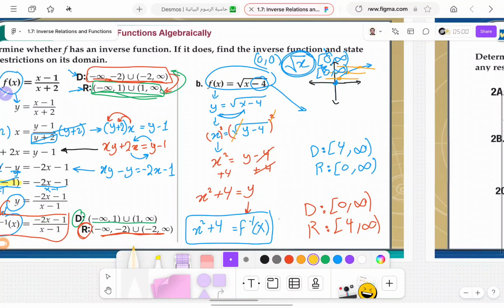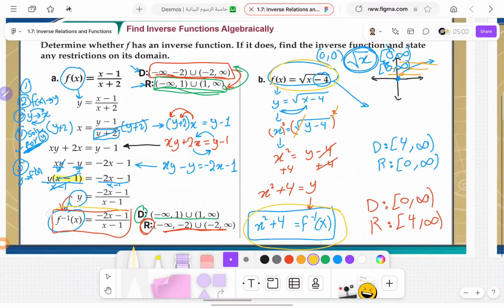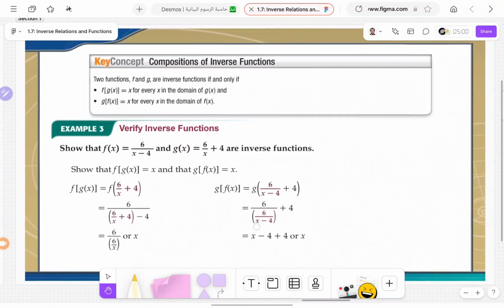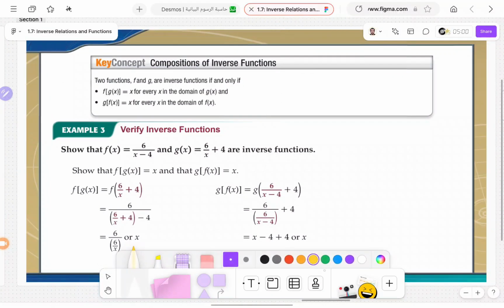If I ask you, are you sure this one here is the inverse for this? Or if I tell you, are you sure this one here is the inverse for this? How can we know? By verifying. What is verifying? What are we going to do? We learned in 1.6 the composition of functions.